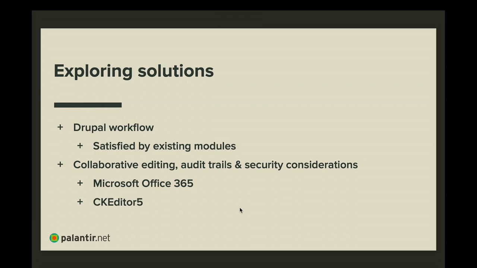Okay, that's cool. So we did a lot of exploration. There's a big team involved. A big shout out to everybody involved. We looked at how we hit these requirements. Most of the workflow requirements were already satisfied. Collaborative editing, audit trails, and security eliminated the other two big things that we were looking at. Office 365 didn't actually have the audit trail as a publication that they needed.